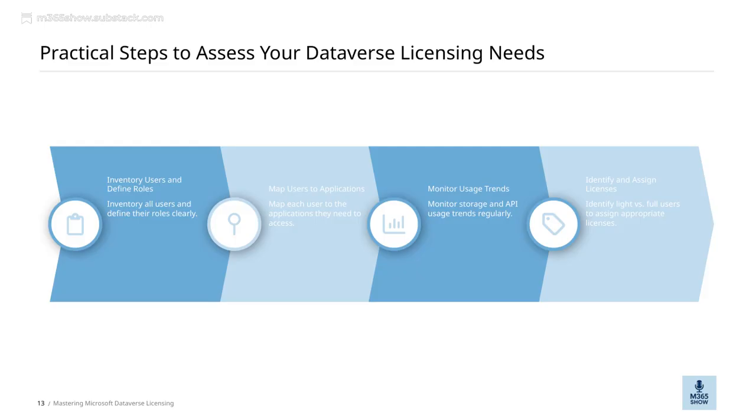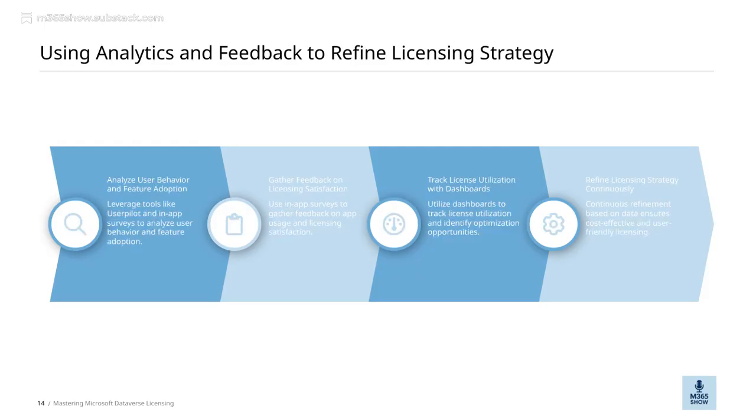Now, let's talk about how we can continuously refine our licensing strategy using analytics and feedback. The key idea here is that ongoing data analysis helps us stay cost-effective and ensures the licensing remains user-friendly. First, we should leverage dashboards to track license utilization. These dashboards give us a clear view of how licenses are being used, allowing us to spot opportunities for optimization and avoid waste.